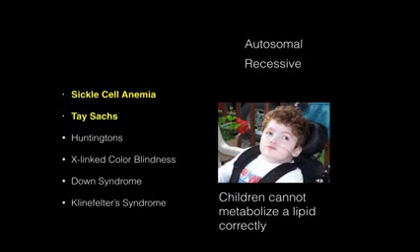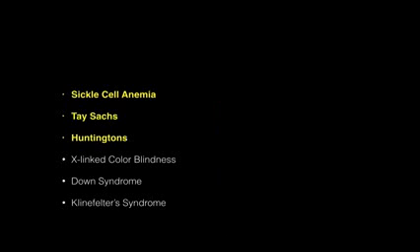Tay-Sachs disease is another autosomal mutation, and it is also recessive like sickle cell anemia, but it causes a change in a gene that produces an enzyme that allows the body to metabolize a certain lipid that's used in brain tissue. Kids who are born with Tay-Sachs are unable to metabolize this lipid, and it builds up slowly in their brains and usually causes death within 2 years.